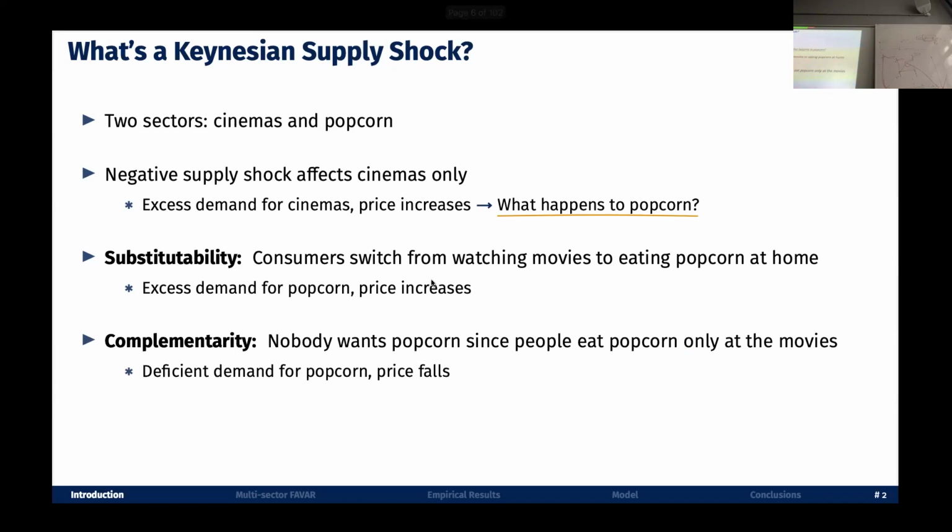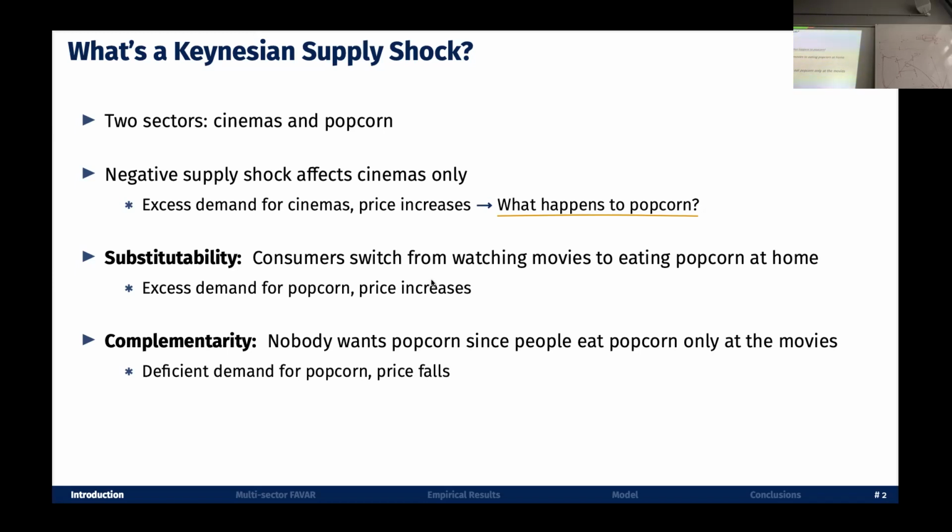Now, if you instead assume that I only enjoy popcorn when I'm at the cinema, if I observe this big increase in the price of cinema tickets, I'm going to reduce my demand for popcorn because I really don't enjoy popcorn at home. I'm not going to substitute away anymore. I'm going to decrease my demand for popcorn, which is going to engineer a fall in the price of this good as well.